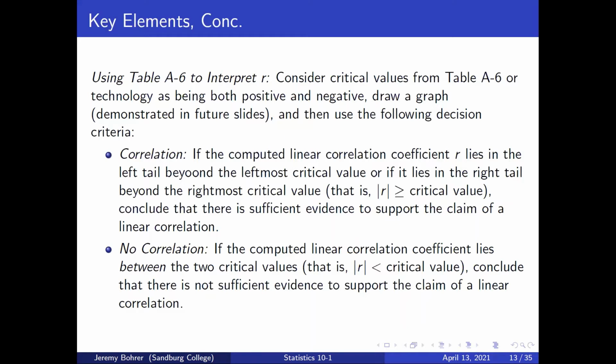No correlation. If the computed linear correlation coefficient lies between the two critical values, that is, the absolute value of R is less than the critical value, conclude that there is not sufficient evidence to support the claim of a linear correlation.